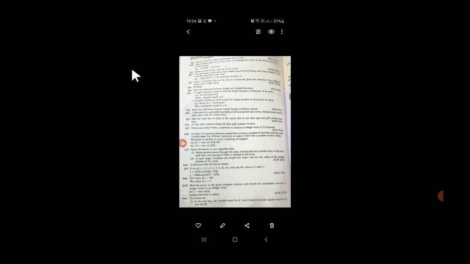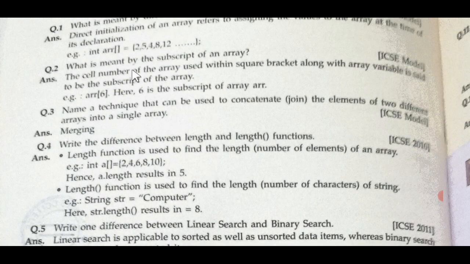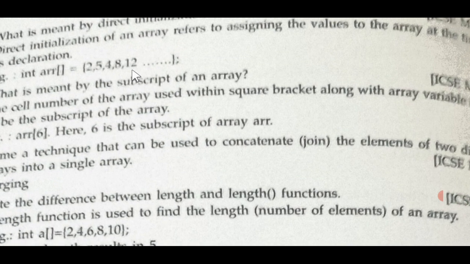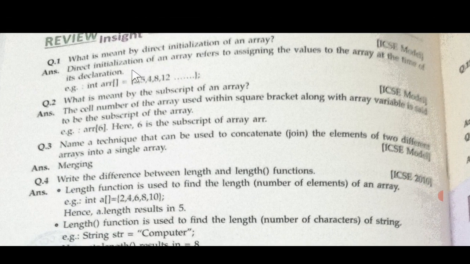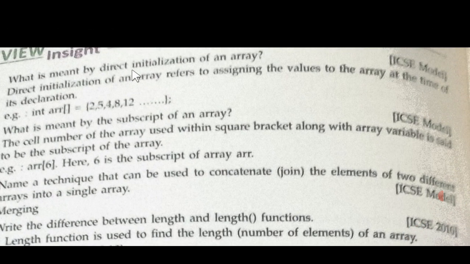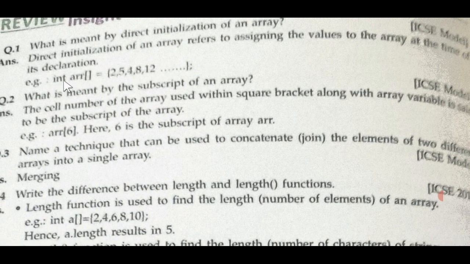Now students, getting back to the theory part here. Students, what kind of questions can be asked in the array? So here you can see: what is meant by direct initialization of the array? Students, here you can see we specify the data type, array name, square bracket equal to curly braces. Here all the values are specified. So it's a declaration, creation and initialization of the array in one line.